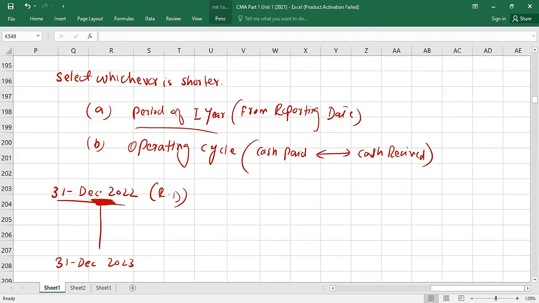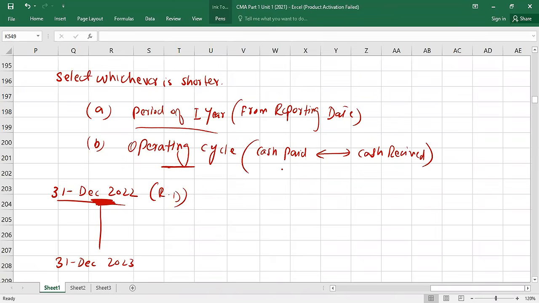Take that period. Okay. And then you have to take the second thing. Operating cycle. What's operating cycle? It's a time span, the time difference between 2 points. Which 2 points? When you paid the cash and when you received the cash. This is what is called the operating cycle. I'm not going to calculate the operating cycle, I'm just going to guide you. Calculation is part of management accounting. We'll study in part 2 how it is calculated. But it's the difference between when you paid the cash and when you received the cash.